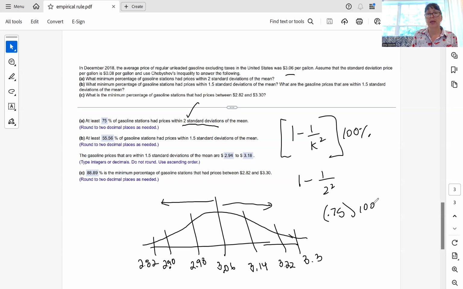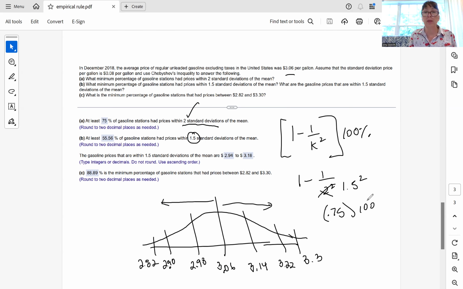And then we do the same thing again. What about if it was 1.5? So same formula. So put a 1.5 in there instead and square it, and then multiply by 100, and you get 55.56.